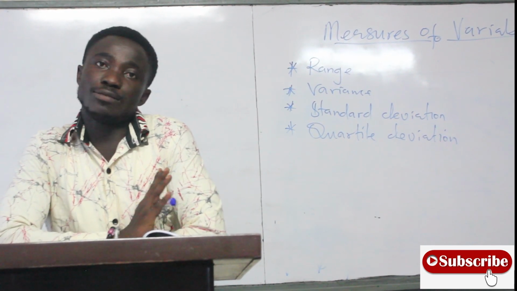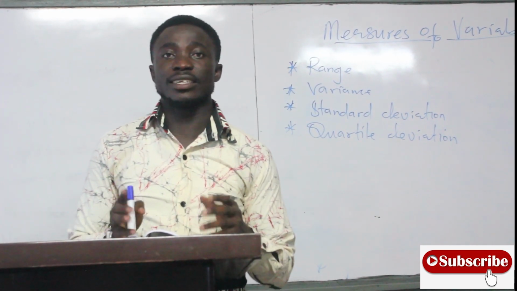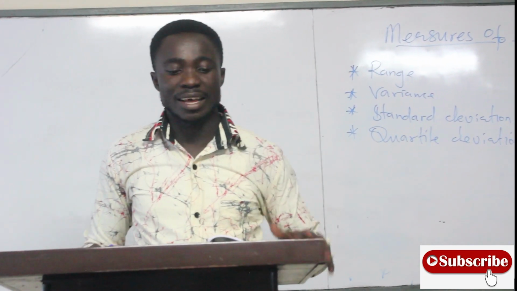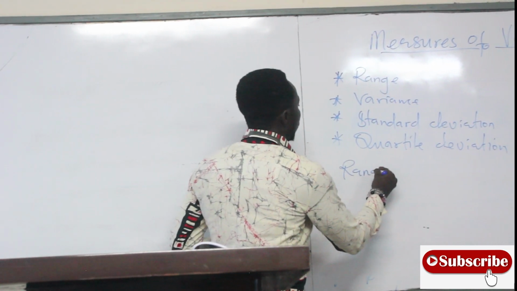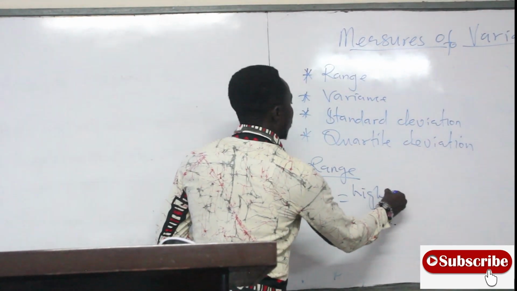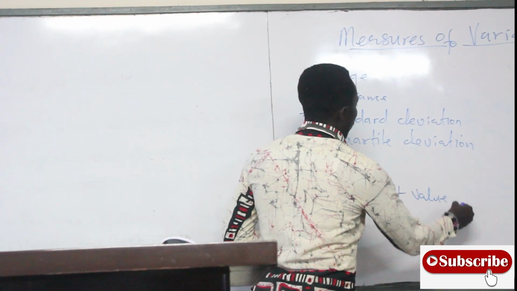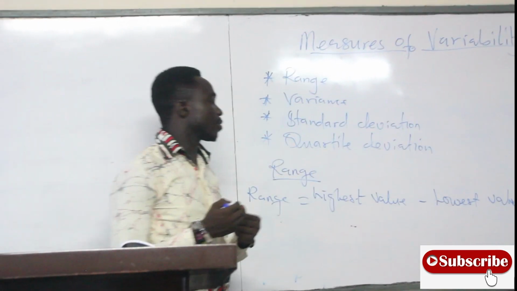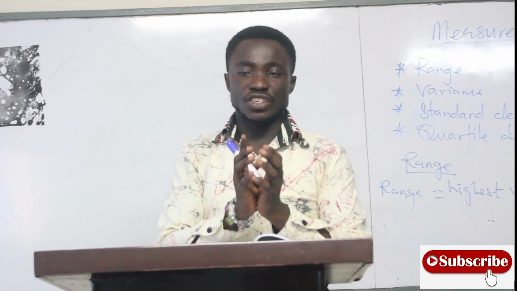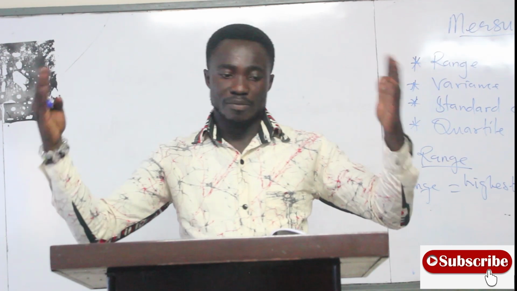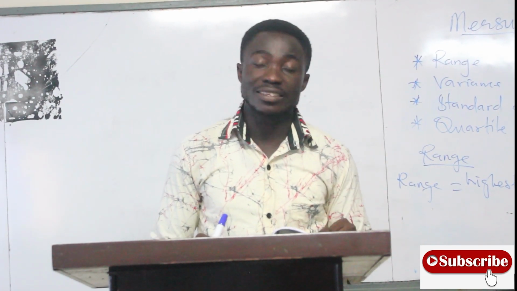Dealing with the range, all that we are interested in is to find the highest number within a set of observation and find the lowest number within a set of observation. Then we can conclude that range is simply equal to the highest value minus the lowest value. When we take the highest value minus the lowest value, you will derive the range.